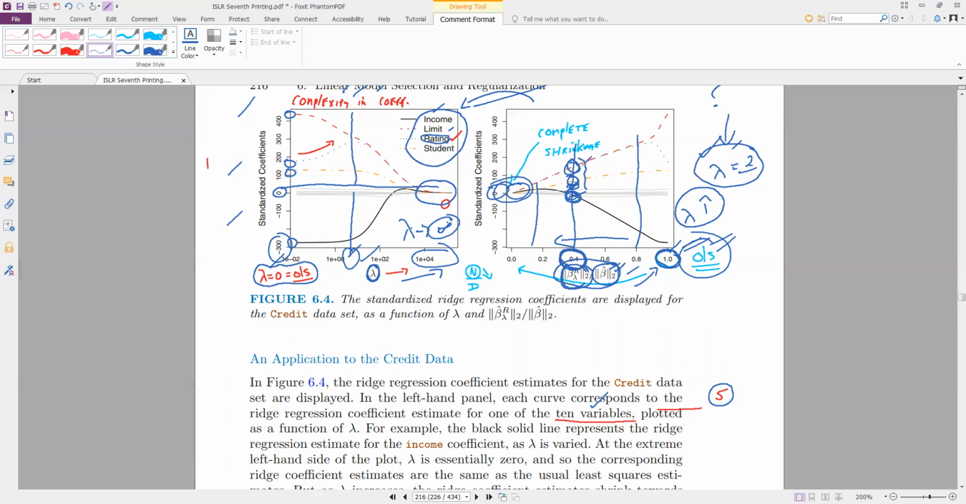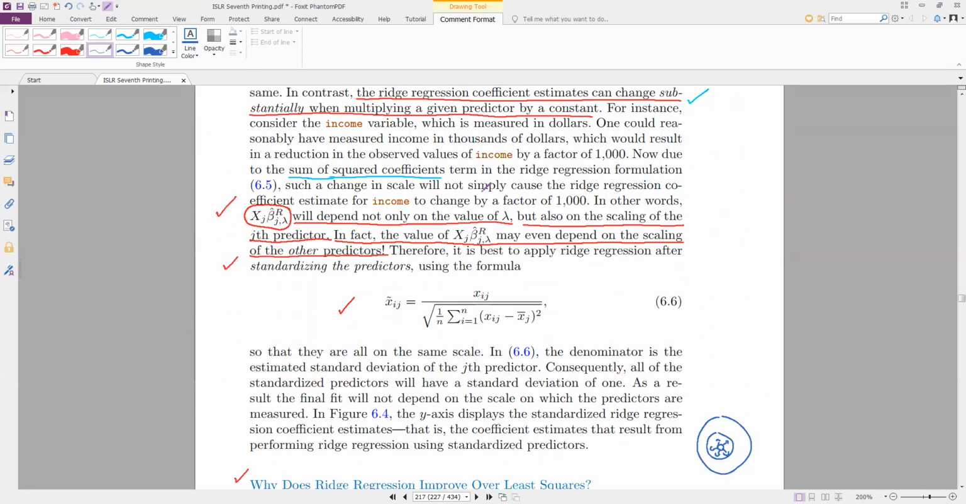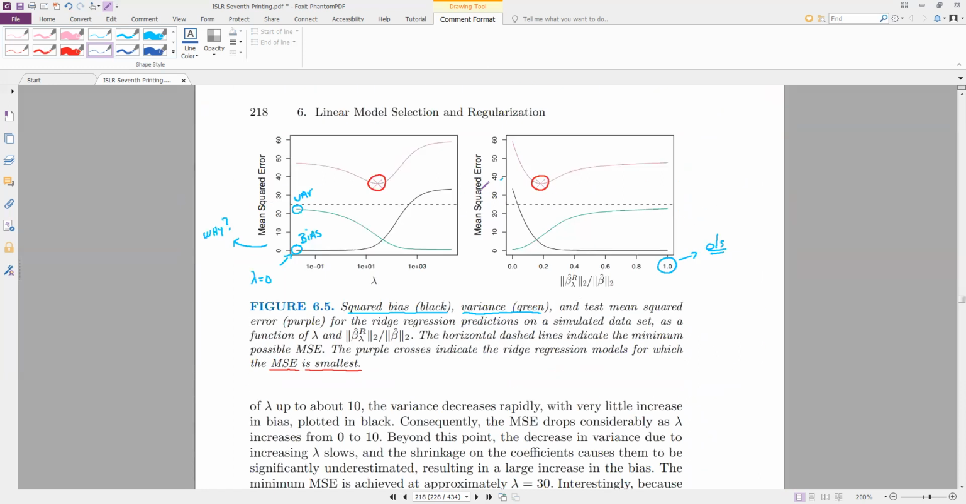Ridge regression shrinks them, but it usually doesn't set it to 0 unless you're dealing with very, very large values of lambda. Okay. So there's your advantage. Now, if you look here, we've got the bias, we've got the variance, and we've got the mean squared error in the purple up here.